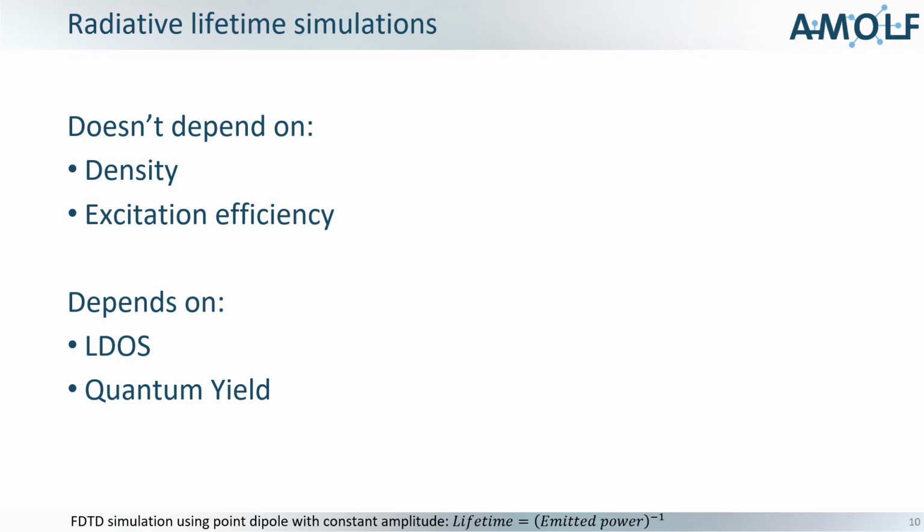Now, if we want to make an estimate of what the lifetime should look like on the flat silicon versus on the cylinder, we can use the same FDTD simulation that we did to design this resonator. In the FDTD simulation, we use a dipole with a constant amplitude, oscillating dipole, and this will result in an amount of power that is generated in the simulation.